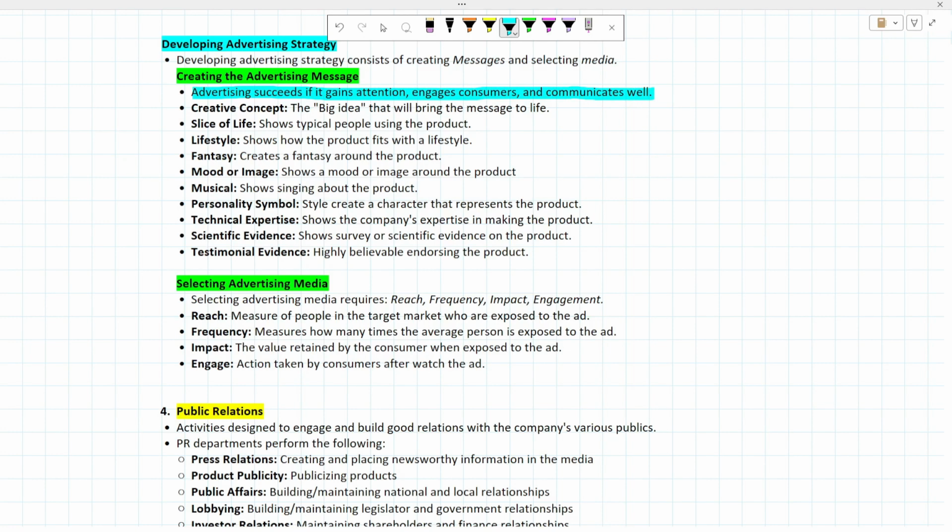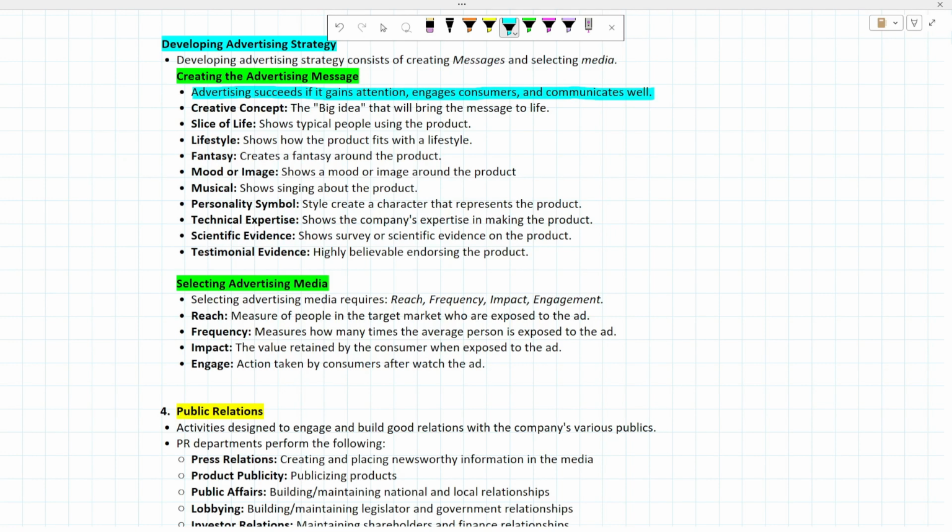The creative concept is the big idea that will bring the message to life. Slice of life shows typical people using the product. Lifestyle shows how the product fits with a lifestyle. Fantasy creates a fantasy around the product. Mood or image shows a mood or image around the product. Musical shows singing about the product.